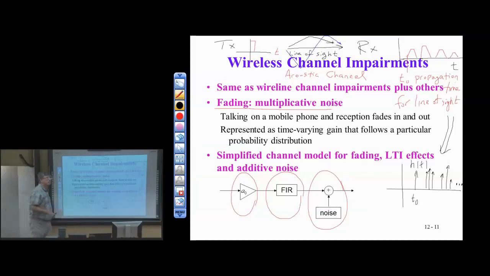Go ahead. What if they overlap? They can overlap. It's okay. It won't bother us, because in the end, we care about how long it is. Yes, you can get destructive interference. Exactly. But yeah, we're just justifying why an FIR model makes sense.